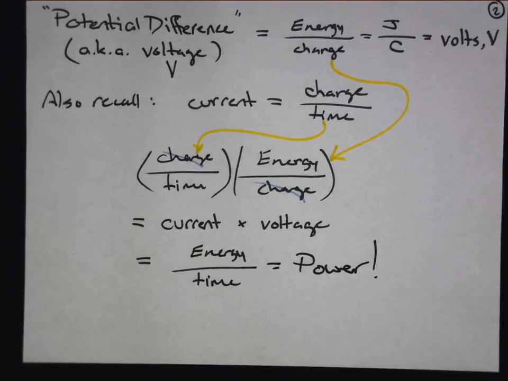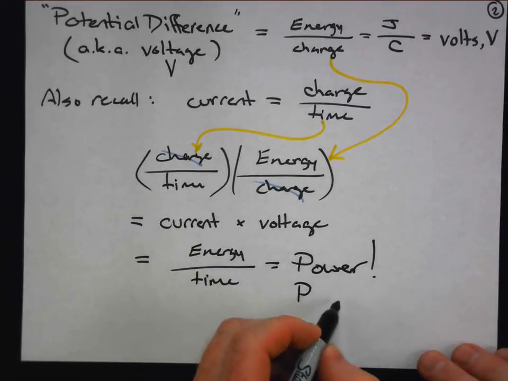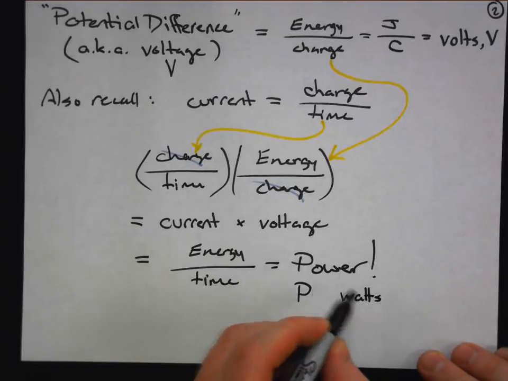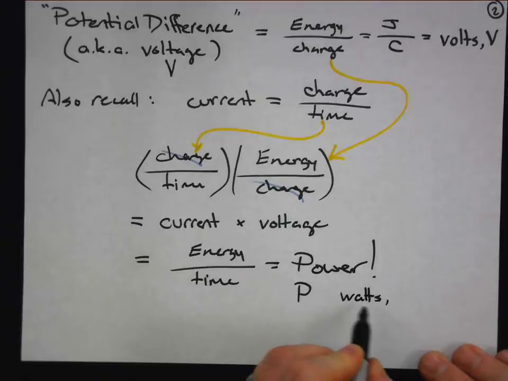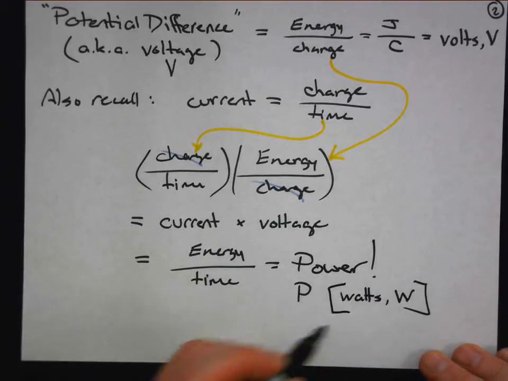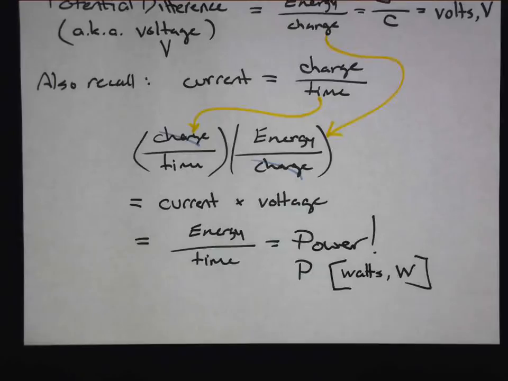Cool. And the symbol for power is just a capital P. That's very straightforward. The units for power are watts. Now, I think we've seen this before. The abbreviation for watts is a capital W. Okay, so there's the units, watts, capital W. What I'm going to do for you is break this down a little bit, because all these new symbols can get a little confusing.